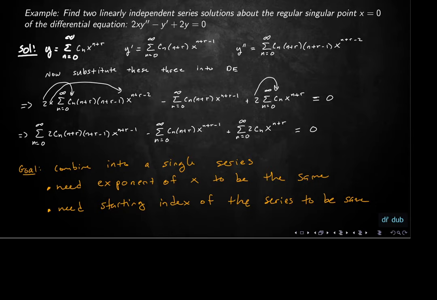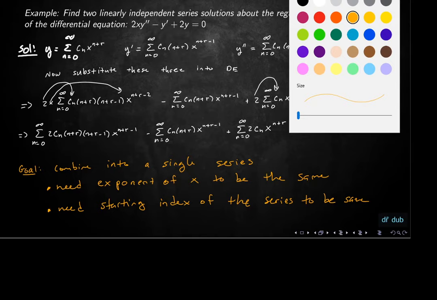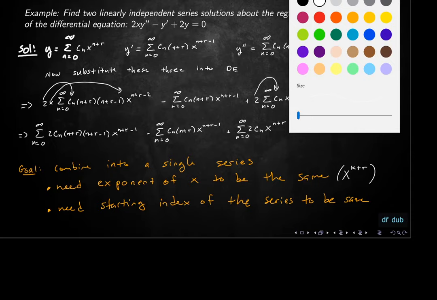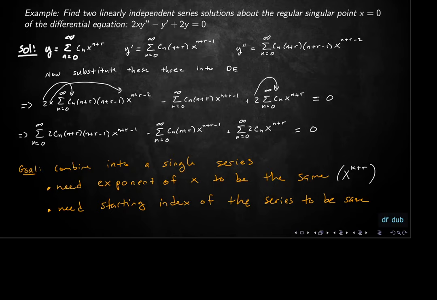So the first thing I'm going to do is I always like to make the exponent the same and then worry about the starting index. So I'm going to turn all the exponents into k plus r, so I'm going to use x to the k plus r. That means in the first series I'm going to use k equals n minus 1. The second series, I'm going to do the same thing, k equals n minus 1. And the last series, I'm going to use k equals n. That will turn the exponent into k plus r in each of the series.